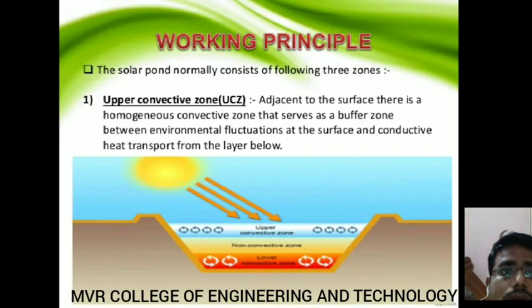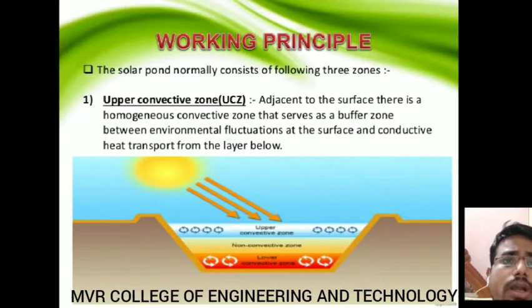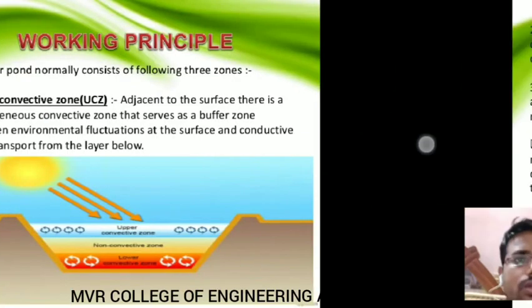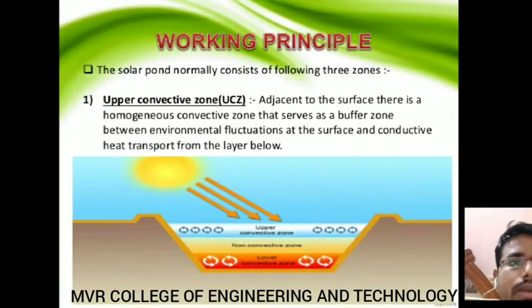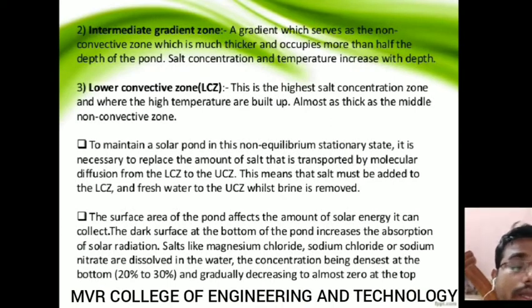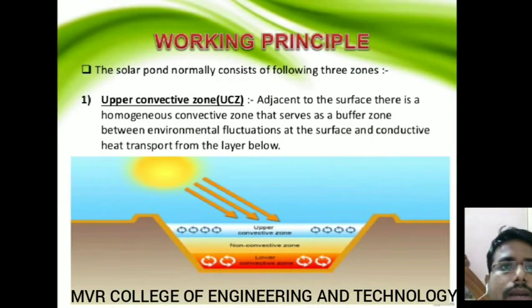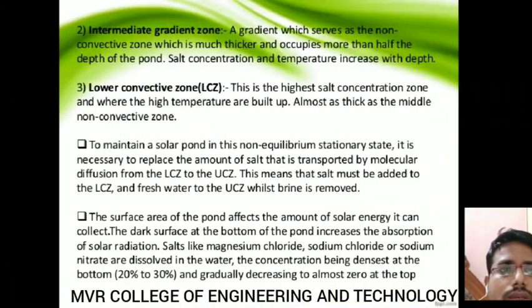So this is about the working principles of the upper convective zone, the intermediate non-convective zone, and the lower convective zone. In order for the solar pond to work, there are three types of zones: the upper convective zone, the non-convective zone, and the lower convective zone. These are the three important zones for building your solar energy. At the lower convective zone, salts like magnesium chloride and sodium chloride absorb more solar radiation, with a concentration of mostly 20 to 30%. So this is about the working principle of the solar pond.